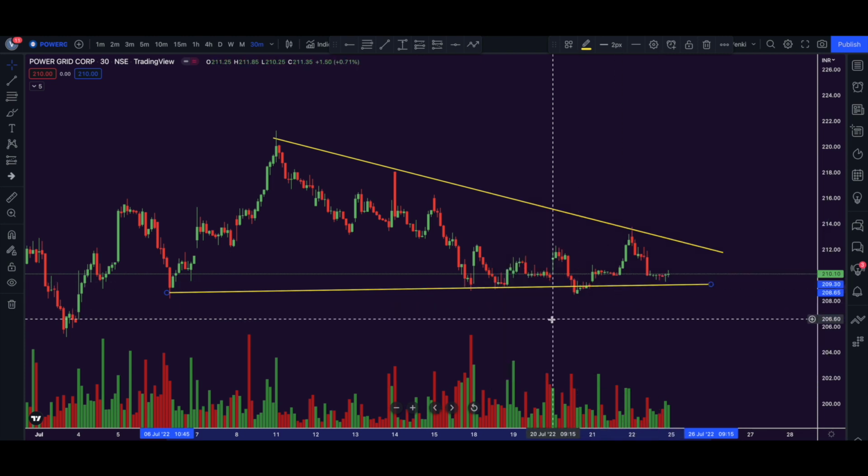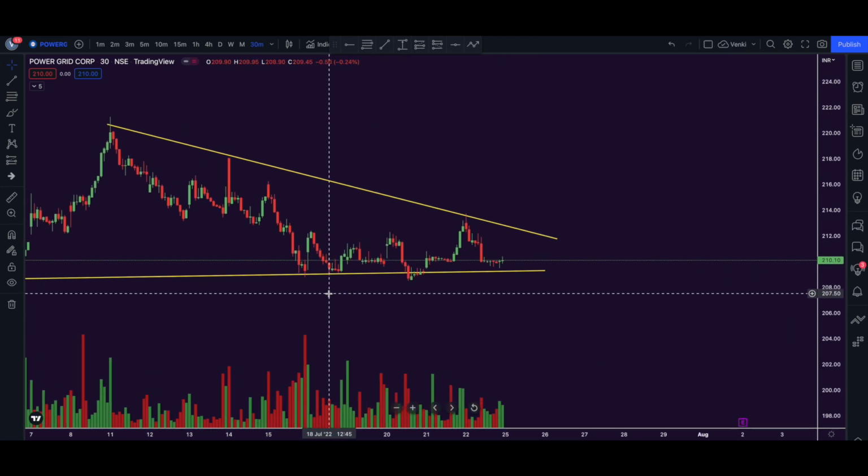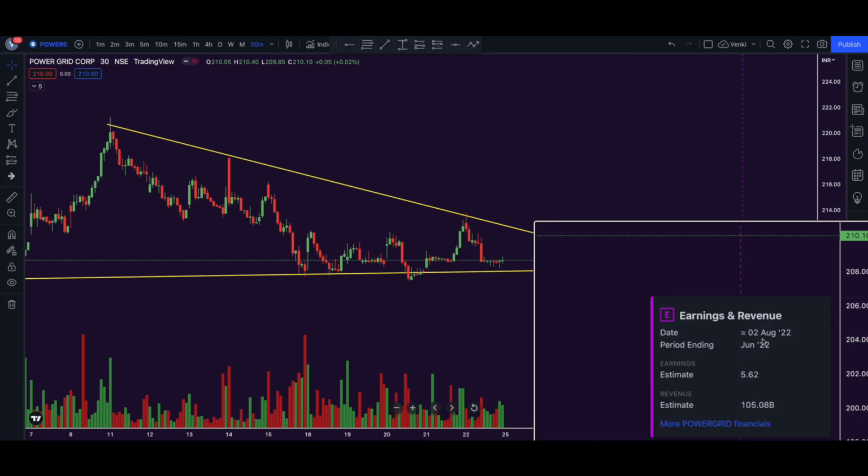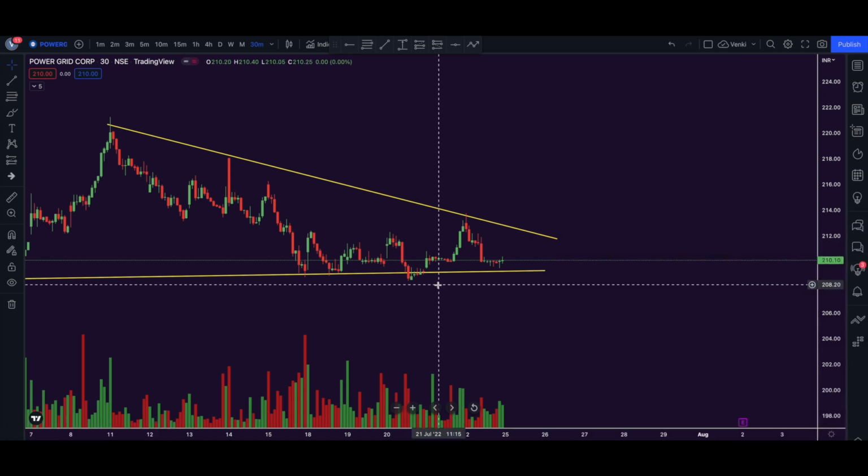Now if we join hands with big players, even we can make good profit from the stock. I can also observe that next week, that is 2nd of August, Power Grid is going to announce their earnings and revenue. Maybe these people know that there is going to be positive news in the stock. That might be the reason why they are accumulating, right? So for swing trading, this can be a very good stock.